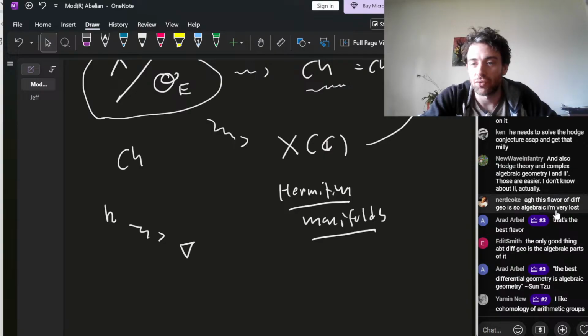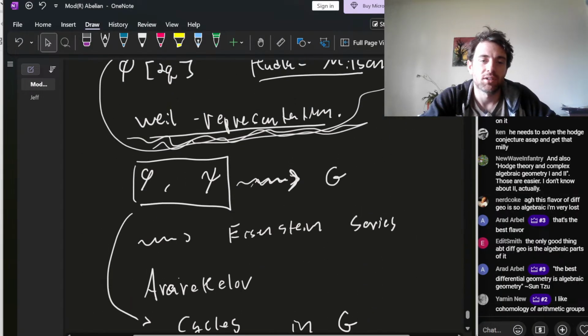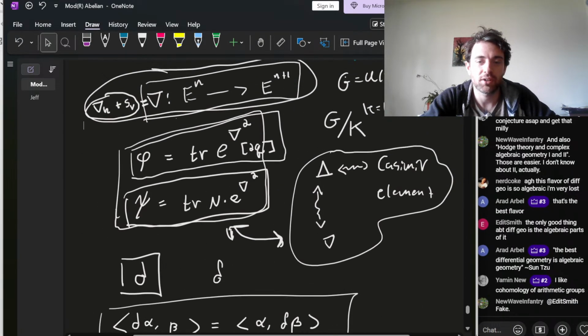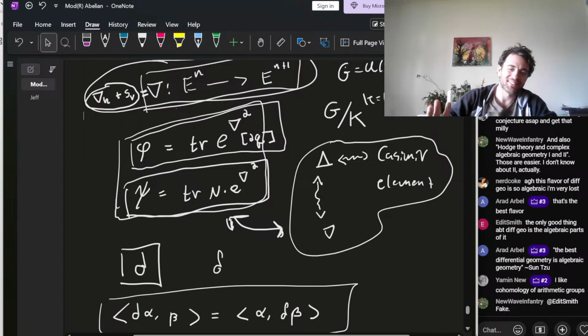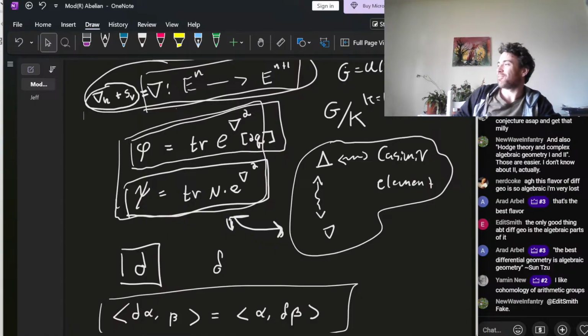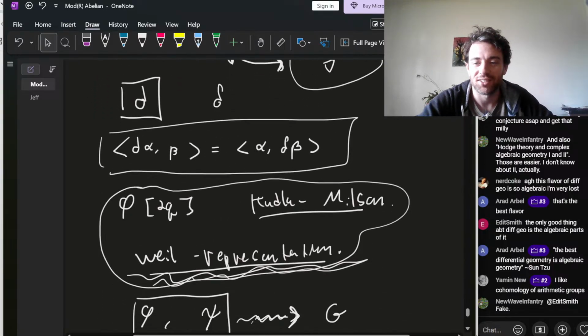Yeah. This flavor of differential geometry is so algebraic, is it? Have I really said anything too algebraic so far? Maybe. I don't know. That's the best flavor. Exactly, Rod. Yes, that is my favorite Sun Tzu quote. The only good thing about differential geometry is the algebraic parts. Well, I mean, I'm biased towards the algebra, but I would not agree with that, actually. My heart is more open to analytic things than it has been before.